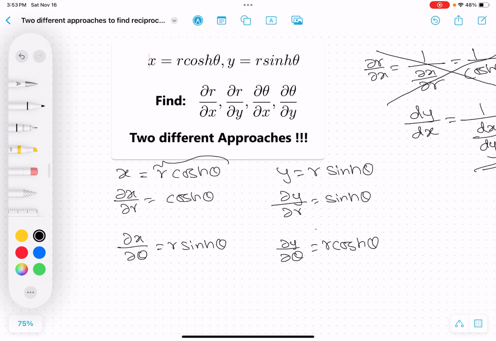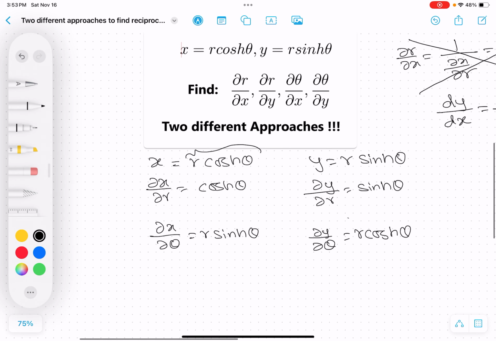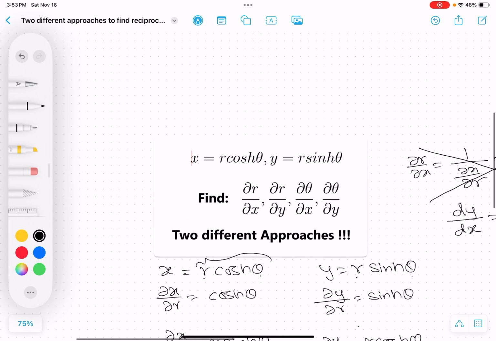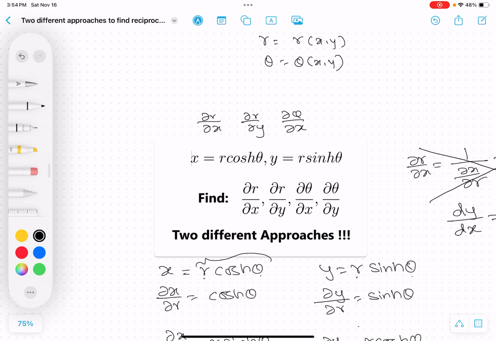Okay, so we have found partial x and partial y over here, all of this. So for that, we needed to have x in terms of r, theta, y in terms of r, theta, right? Now to find this, we need to have r in terms of x, y and theta also in terms of x, y, and then only we can find these things: partial r by partial x, partial r by partial y, these things, right? Okay, so let's try to see how we can express r and theta in terms of x and y.